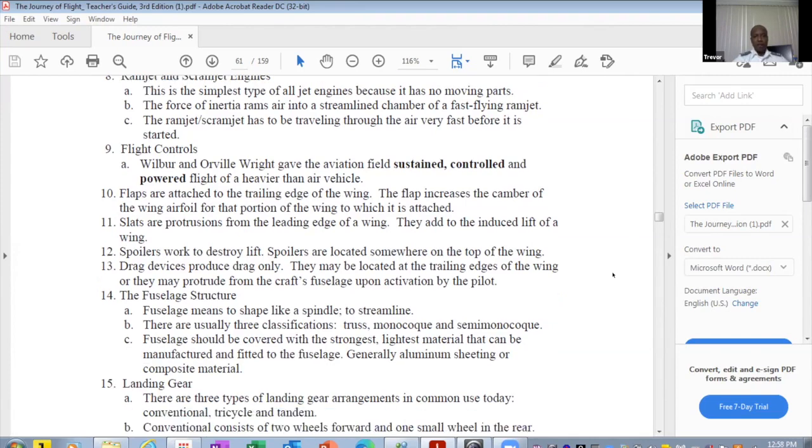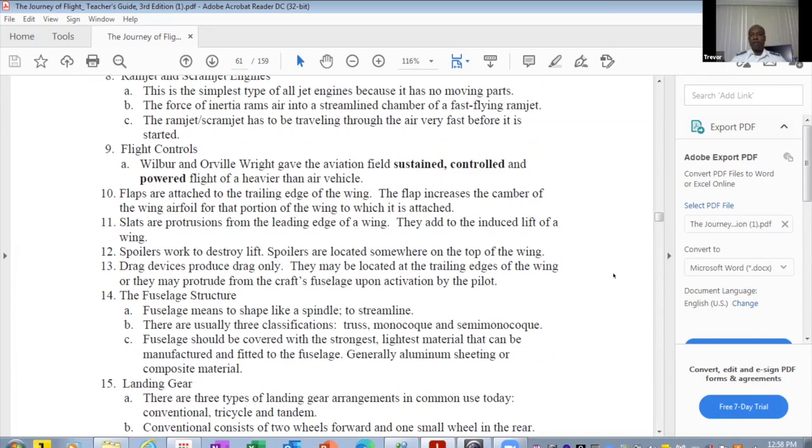Spoilers are another type of device, and David, you can highlight that as well. The spoilers are found on the top of the wing, like this is the wing. The spoilers, they can flick. Right, it's that little flap that comes up. Right. That pops up. Yeah.